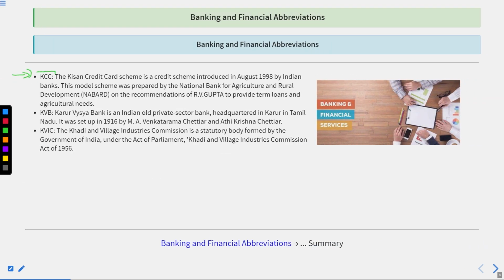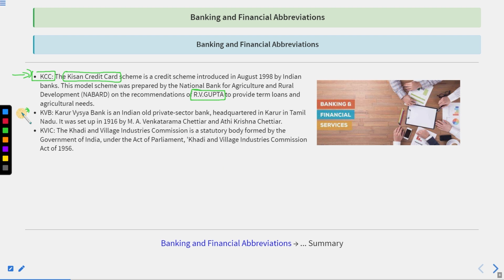The KCC, or the Kisan Credit Card Scheme. It is a credit card scheme introduced in August 1998 by Indian banks. The model scheme was prepared by the National Bank for Agricultural and Rural Development (NABARD) on the recommendations of R.B. Gupta, to provide term loans for agricultural needs.